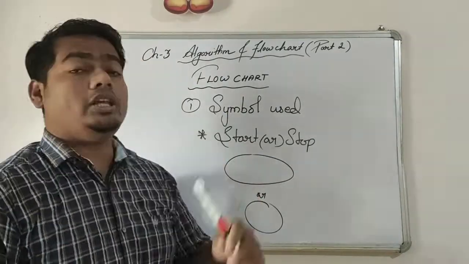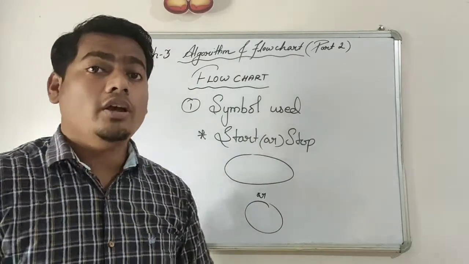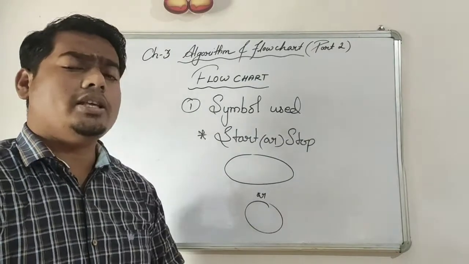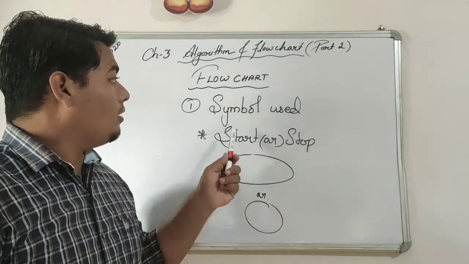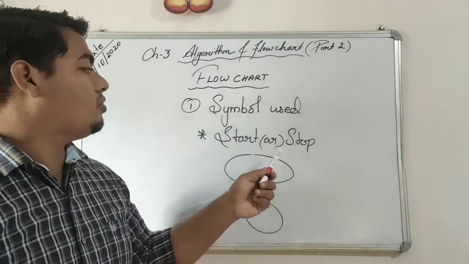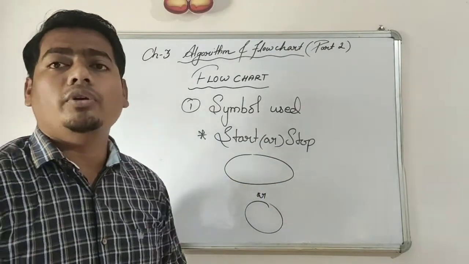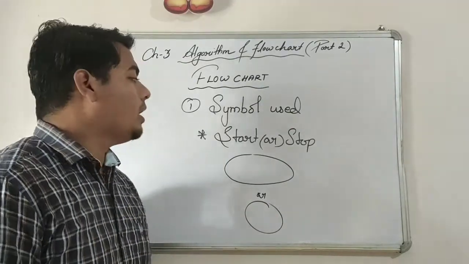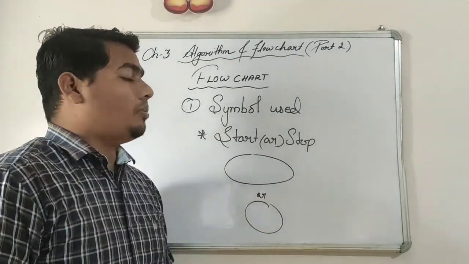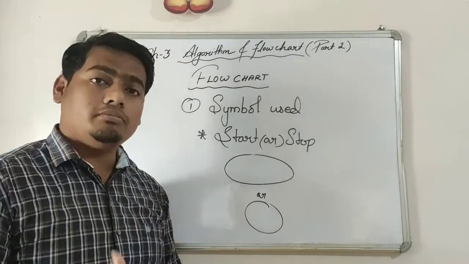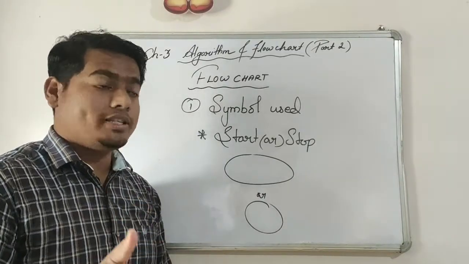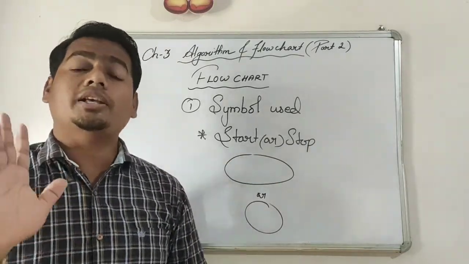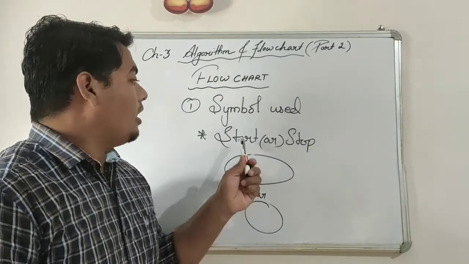We all know that for having a good algorithm, you should have a start and an end, and here the end is represented as stop. So in a flowchart, we represent start and stop by using this oval shape. Start means from where your flowchart will start, step 1 for example, and stop means where your flowchart will end, the last step of your algorithm. Understood?